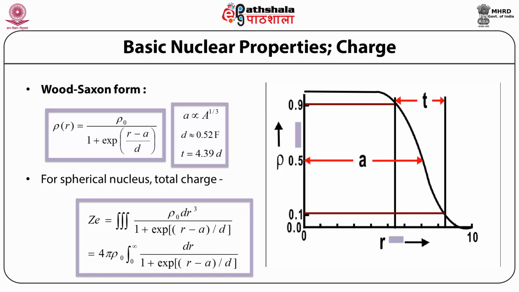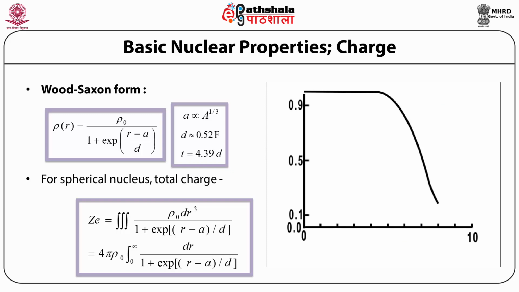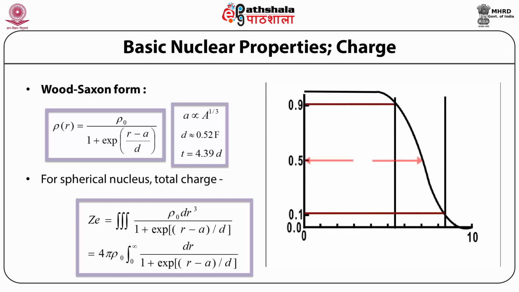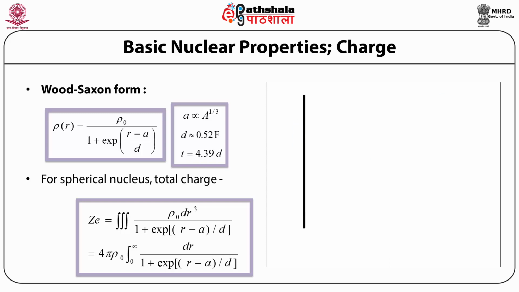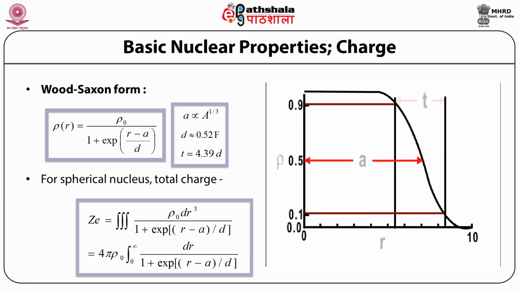So we have to consider the volume integral, and when we do that, the basic expression is: the total charge is equal to the integral of rho(r) dV, where dV is the small element of volume. So we perform the volume integral, and the expression we get is equal to 4 pi rho 0 times the integral from 0 to infinity of dr over 1 plus exponential of (r minus a) over d.